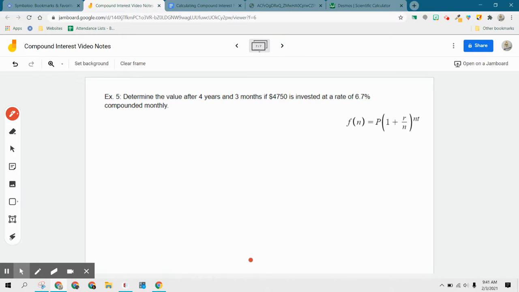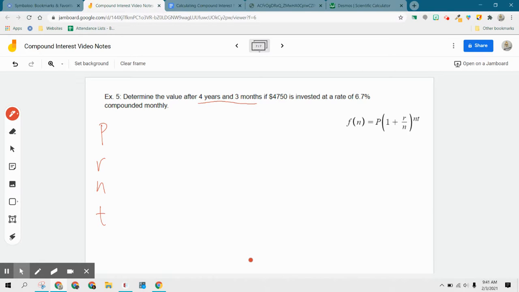All right, our last question. Determine the value of an account after 4 years and 3 months if $4,750 is invested at a rate of 6.7% and compounded monthly. All right. So let's see what we have here. We have a time. Now our time is 4 years and 3 months.